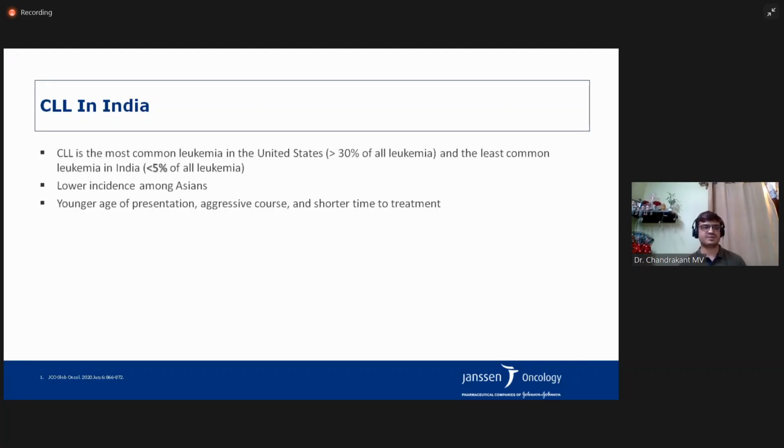So if you look at CLL in India, CLL is the most common leukemia in the United States, 30%, whereas in our setting, it's just less than 5% of all leukemias. There is a lower incidence among Asians, a younger age of presentation, aggressive course, and shorter time to treatment. As I said before, younger age, high-risk cytogenetics, aggressive course, and shorter time to treatment.